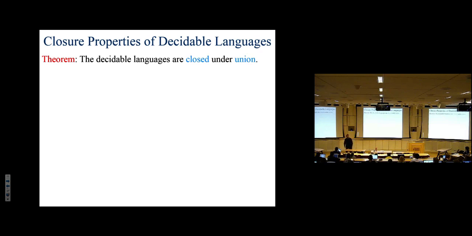It's not hard. If 2 languages are decidable, you can decide their union, whether it's in one or the other. Just run the decider for one. If it says yes, you're good. If it says no, run the decider for the other. If it says yes, you're good again. If both say no, you're out of luck. You say no also.